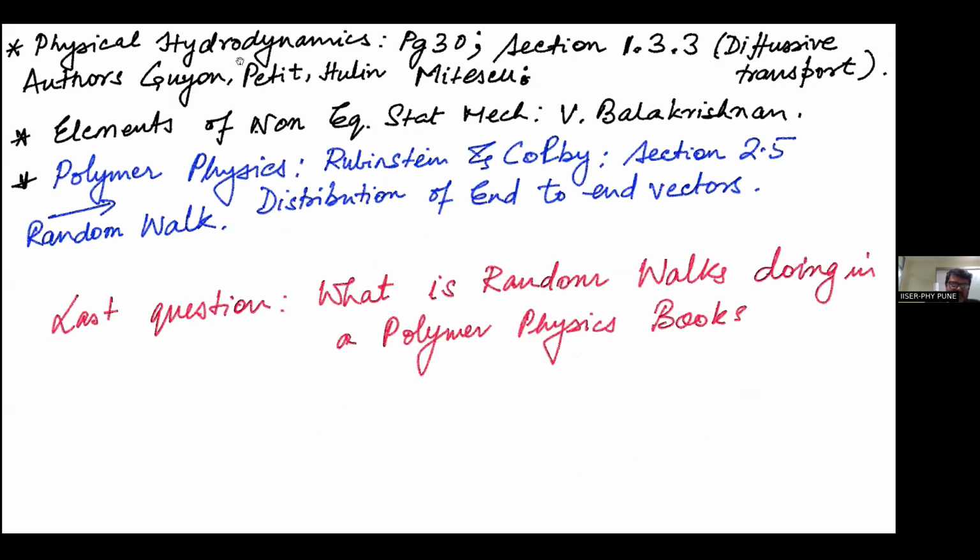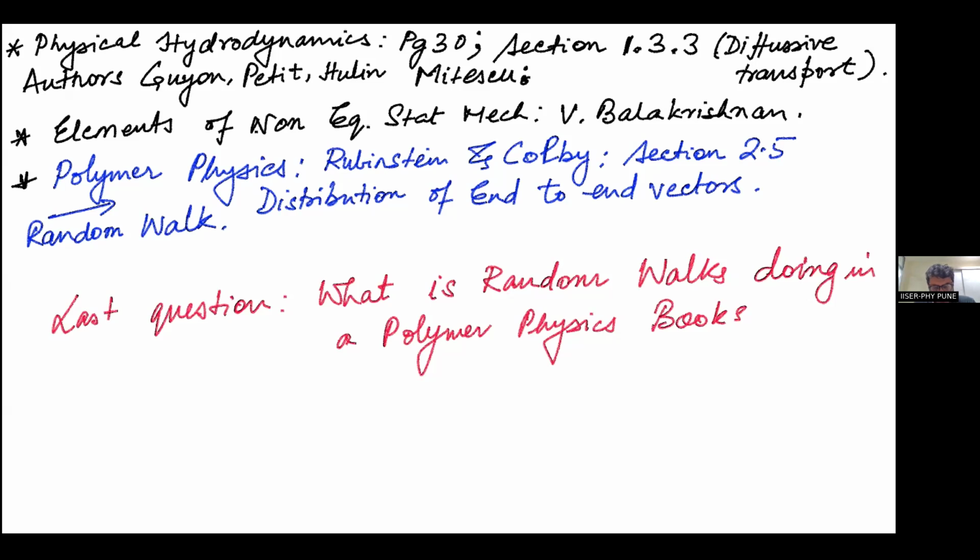You can look it up again from page 30, section 1.3.3 of Physical Hydrodynamics. The authors are these four authors. These are fluid dynamics books essentially. The other stuff that I've told about is taken from The Elements of Non-Equilibrium Statistical Mechanics by V. Balakrishnan. And some of the random walk stuff or some of the derivations which I said, you can figure this out and this will be a Gaussian, that is taken from a polymer physics book by Rubinstein and Colby, section 2.5. So you can have references for all of this.